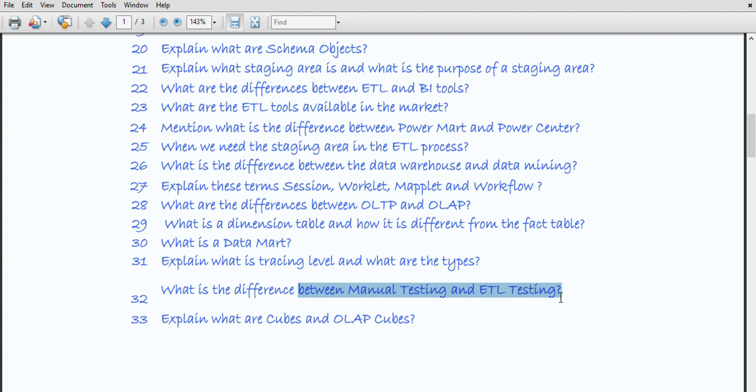Then the next question is, what are cubes and OLAP? Cubes are data processing units, and OLAP means online analytical processing. An OLAP cube stores large data in multi-dimensional form for reporting purposes. This is the main difference between cubes and OLAP cubes.